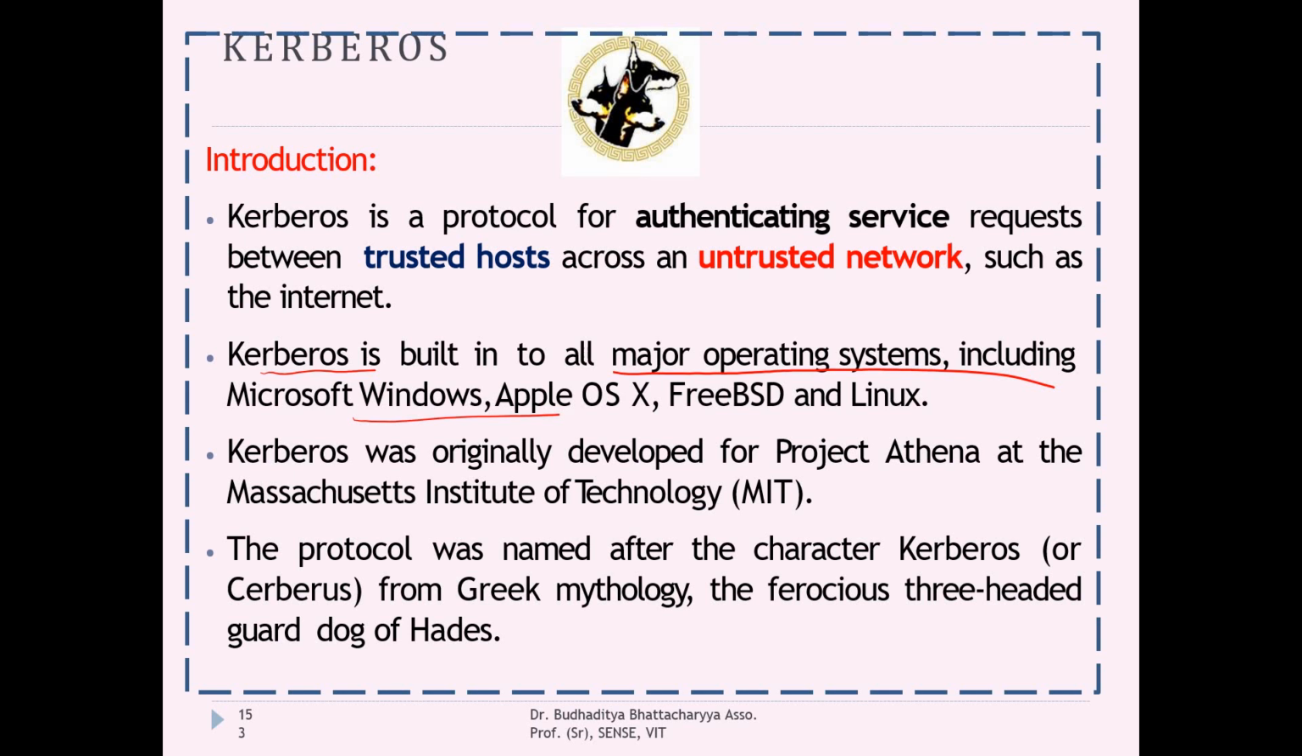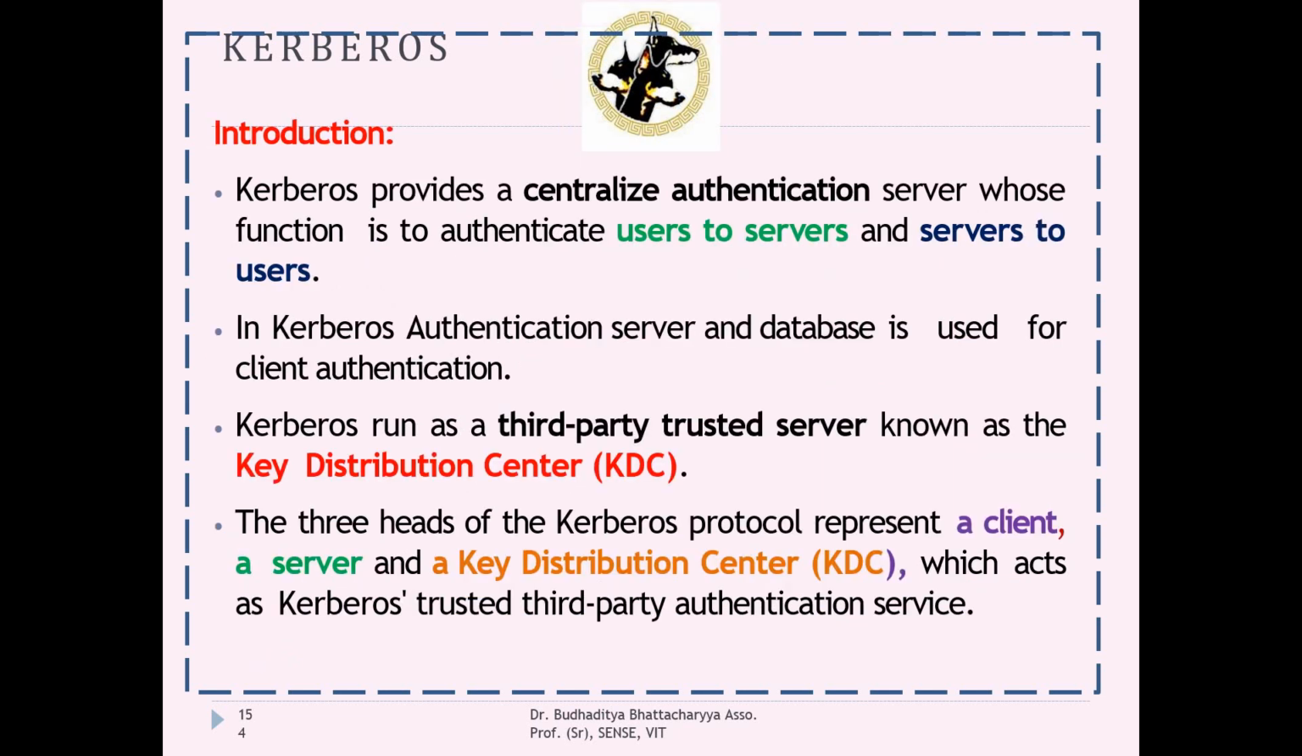The client, the server and the KDC all together form a single system. So that's basically the idea. And if you observe the diagram at the top, it's a dog with three heads. The protocol was named after the character Kerberos from Greek mythology, the ferocious three-headed guard dog. So this is the diagram of it. I found this pretty interesting in a way. But anyway, so how it works, the structure of it, okay?